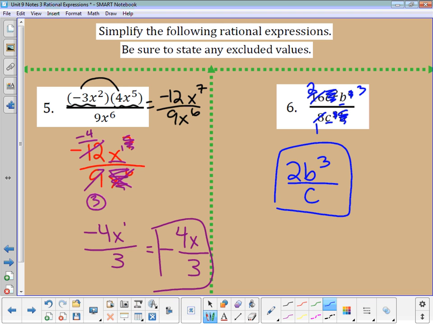Okay, and then I always like to check too, take a look at your final results. Is there anything else that I missed? Is there something else that I could simplify and take out? Because that's just a surefire way to check your work and make sure you've done everything you can.